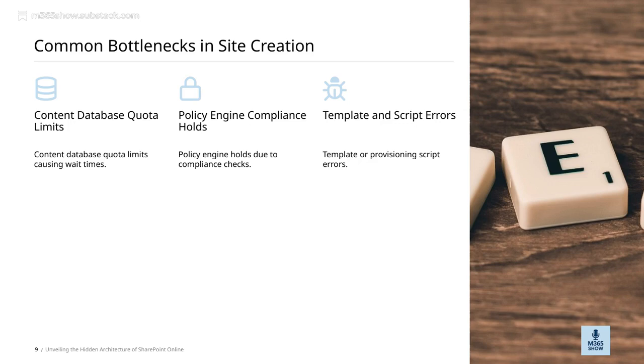Next, we often see the policy engine holding up site creation due to compliance checks. SharePoint Online has built-in policies to ensure that sites meet certain compliance standards, and if a site doesn't pass those checks immediately, the process can be temporarily paused until it's compliant. Finally, content database quota limits can also cause wait times. SharePoint Online has storage quotas for content databases, and when these are nearly full, new site creation might be delayed until enough space is freed up. Understanding these common bottlenecks helps us better troubleshoot and streamline the site provisioning process.